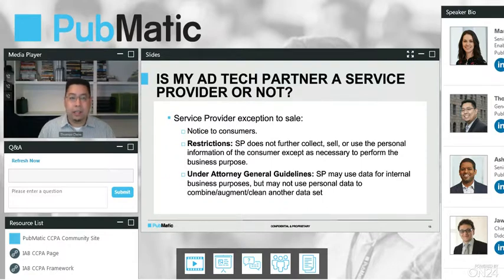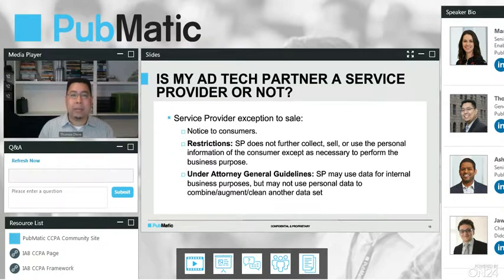And so you might think, look, Thomas, the Attorney General says I can use it for internal business purposes. My partners are going to do that. That's not so bad. Well, maybe it's not so bad, but maybe you haven't really thought through what's going on in the back end. So what's happening there on the back end?